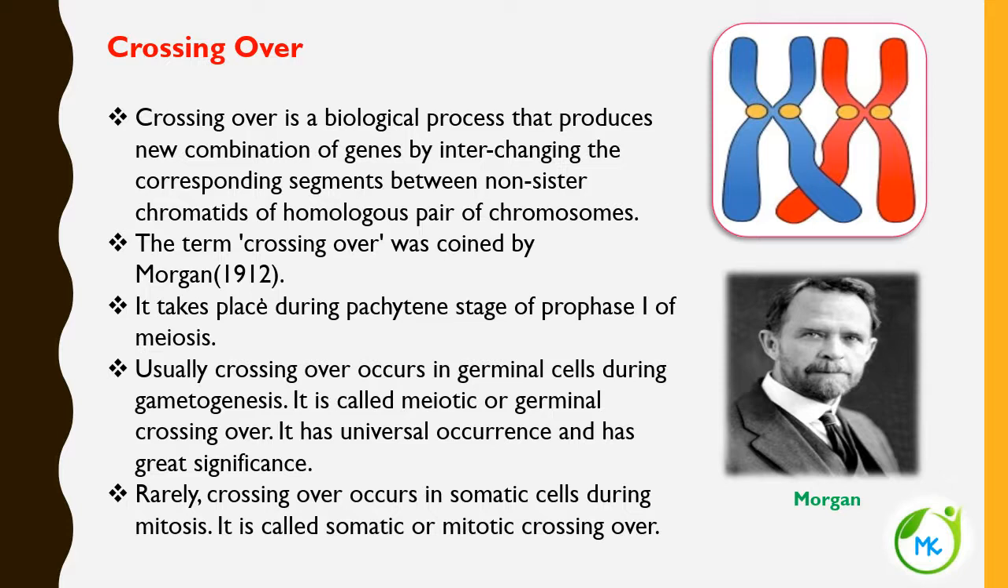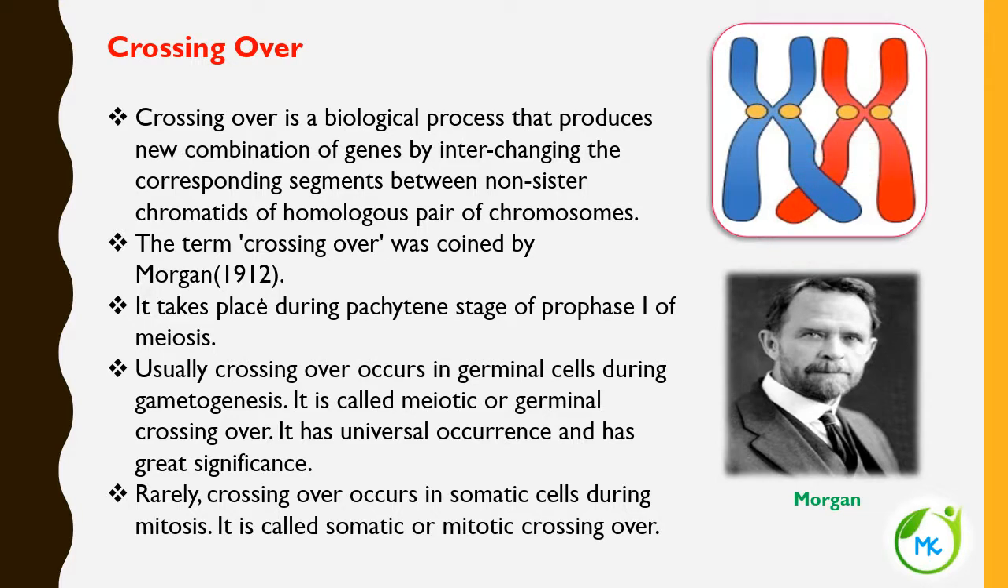First, crossing over. Crossing over is a biological process, and out of this biological process new combinations of genes are produced by interchanging the corresponding segments. This interchanging of corresponding segments takes place between non-sister chromatids of a homologous pair of chromosomes.